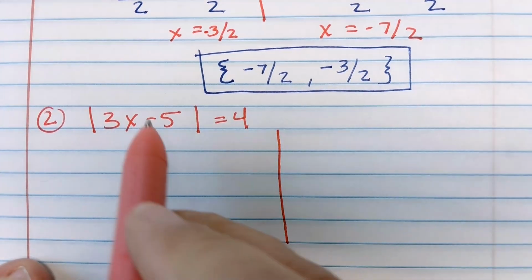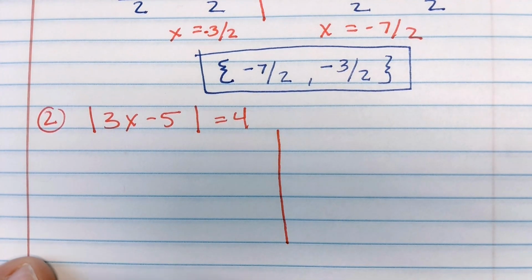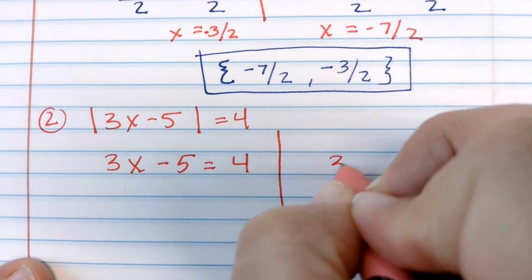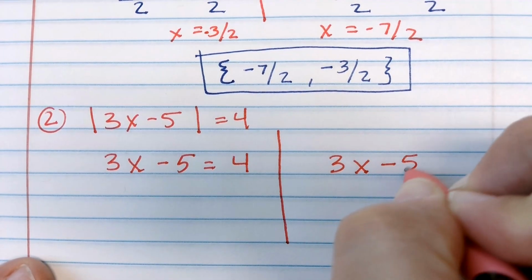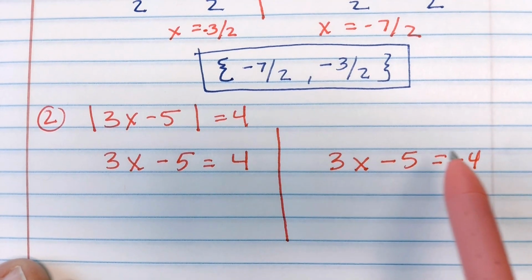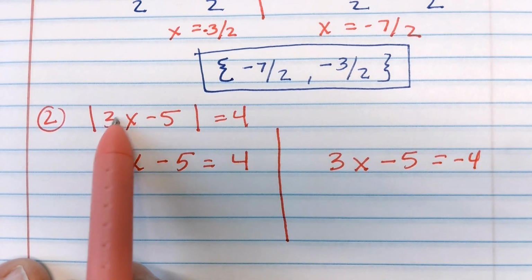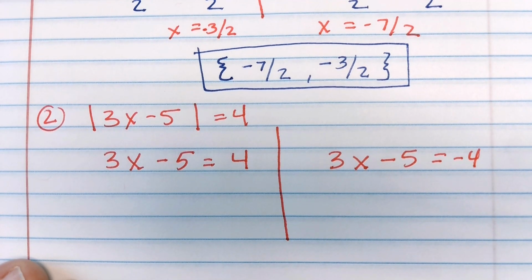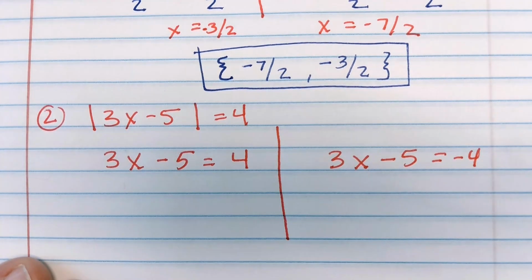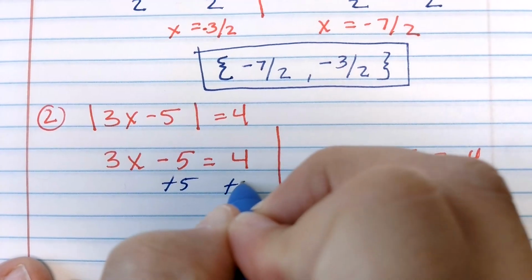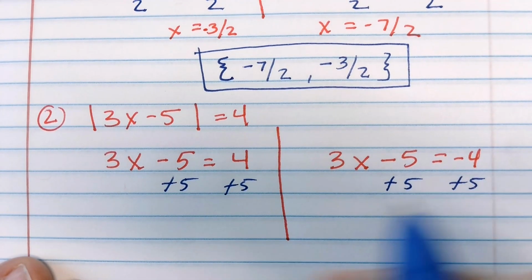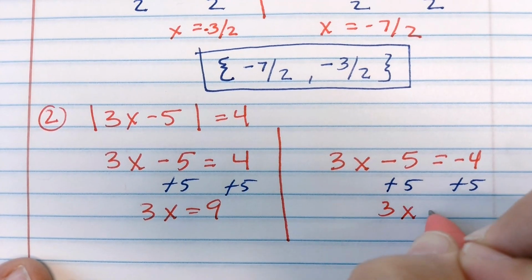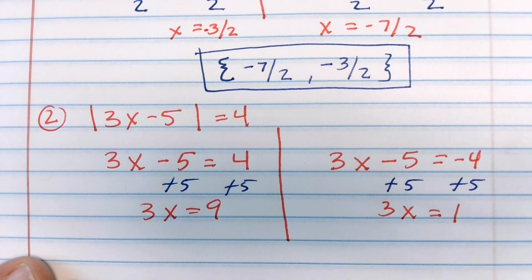Okay, so our absolute value is isolated. That's going to skip step 1 for us and straight to step 2 where we split the absolute value. So 3x minus 5 equals 4, and 3x minus 5 equals negative 4. Notice I did not change anything inside the absolute value bars. You'll want to. Don't. Okay, add 5 to both sides. And continue to solve for x. So that is 3x equals 9, and 3x equals 1. Divide by 3.